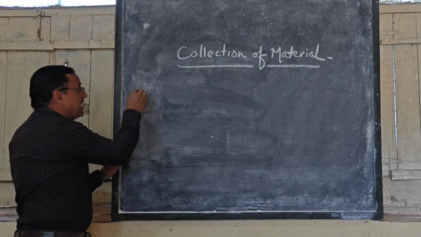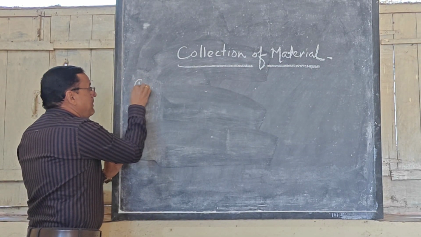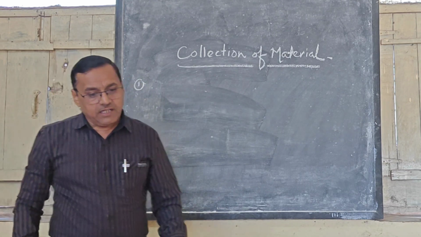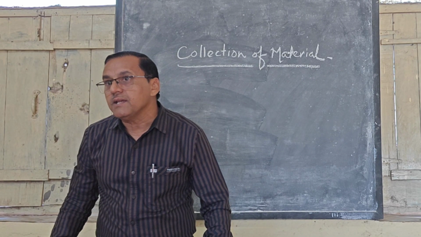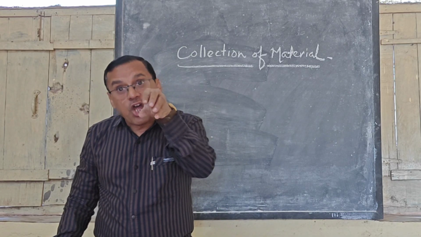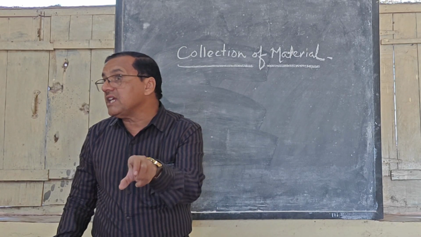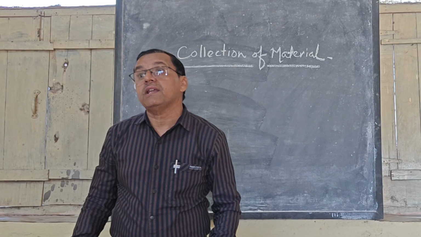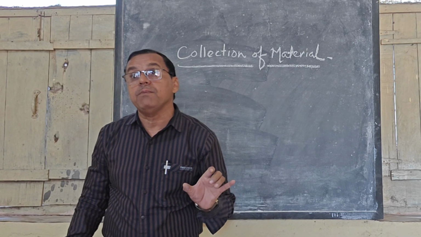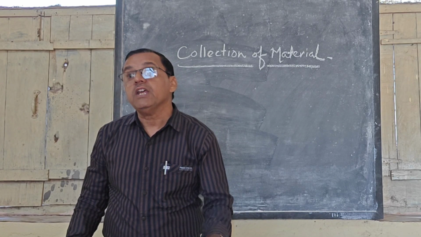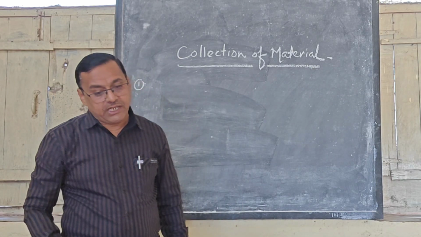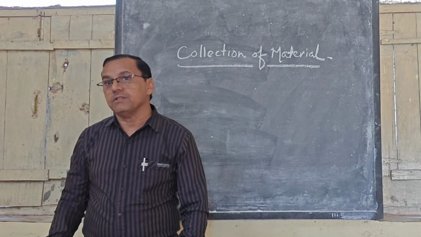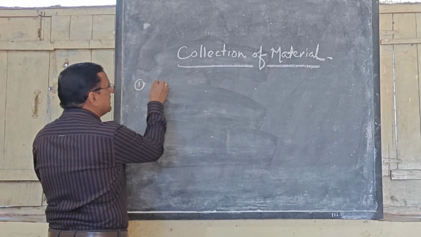So after collection, the animals can be killed, right? Killing and fixation are two different processes. Fixation means preservation of tissue and killing means sudden and permanent stoppage of life processes. For killing there are different methods.